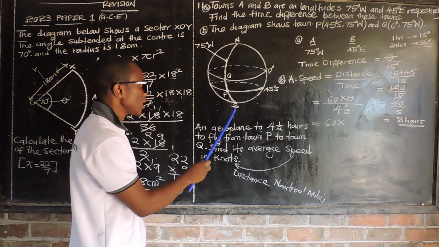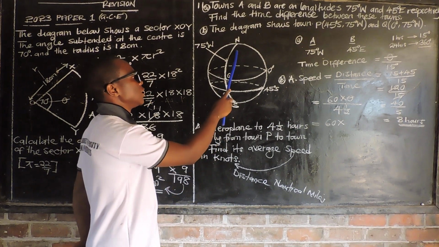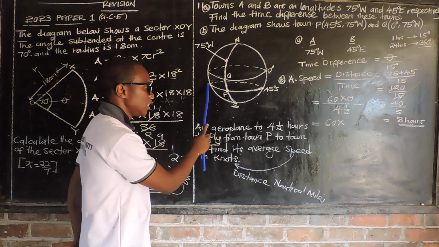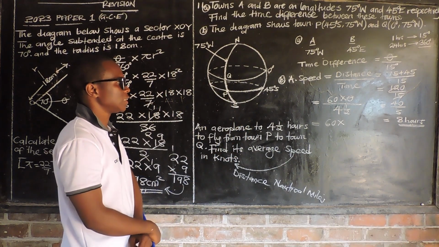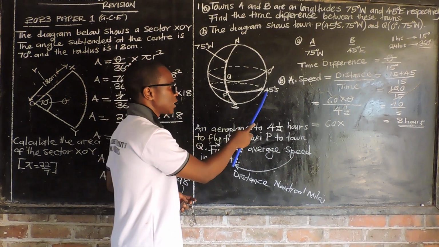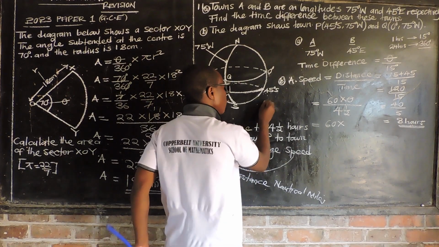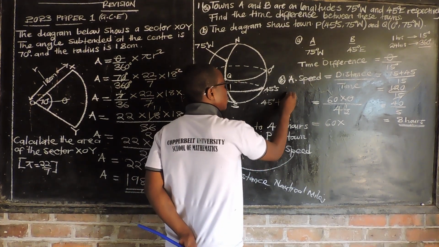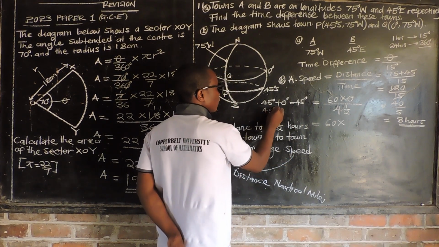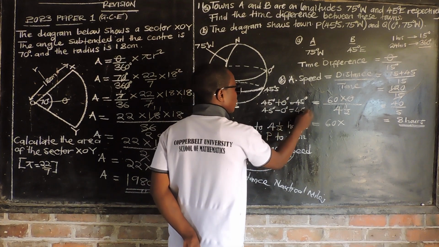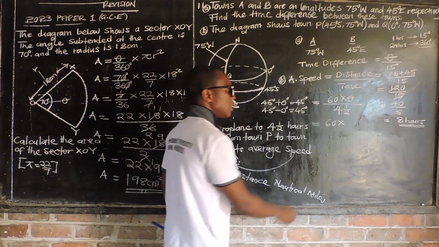Now since P and Q are on the same longitude, they only differ in terms of the latitude. P is on 45 degrees, and Q is on 0 degrees. So finding the difference in latitude, whether you add 45 plus 0, you obtain 45, or 45 minus 0 degrees, you also obtain 45. So the difference in latitude between P and Q is 45.